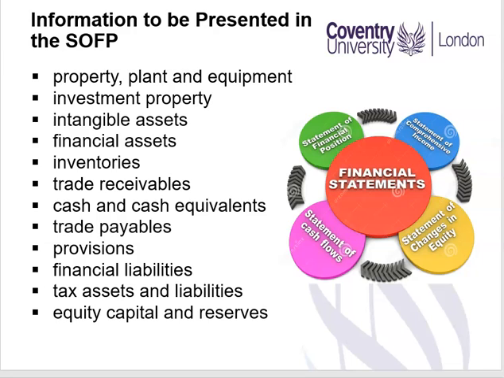What sort of information content can be presented in the statement of financial position? In the statement of financial position, you have non-current assets, which will comprise property, plant, and equipment, investment property, intangible assets, financial assets. Then you have current assets such as inventories, trade receivables, cash and cash equivalents. Trade payables will be a current liability. Provisions, again, may be a current liability, but mostly non-current liabilities if they are more than 1 year. Financial liabilities, tax assets, and tax liabilities. Then you have equity, capital, and reserves.